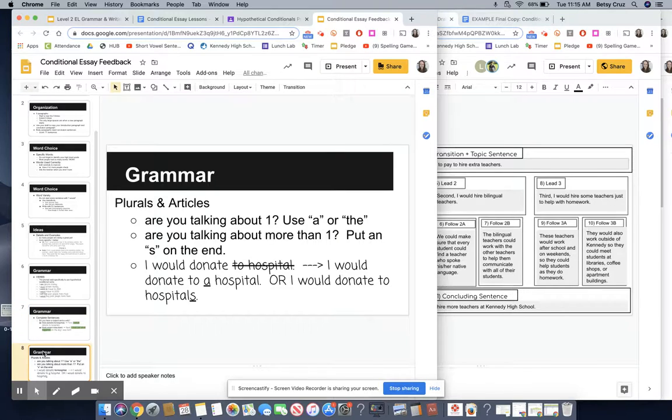The last grammar thing, in previous years, students had a lot of mistakes with plurals and articles. So be clear in your writing, are you talking about one thing, like a hospital, or more than one? Hospitals. If you're talking about one, you need to say a or the. And if you're talking about more than one, put an S on it. So a common mistake is to say something like, I would donate to hospital. We can't tell if you mean one hospital or more than one. You can fix it by saying, I would donate to a hospital. That means one. Or I would donate to hospitals. That S on the end means more than one. So those are some little mistakes that are easy to find and fix in this essay.